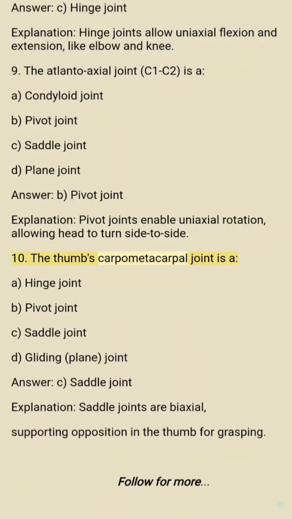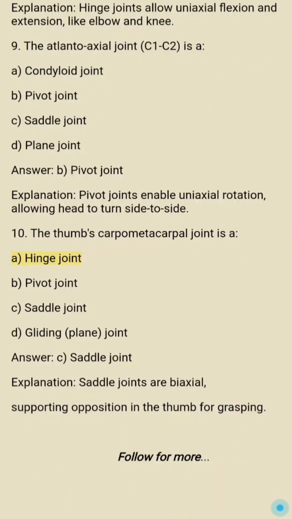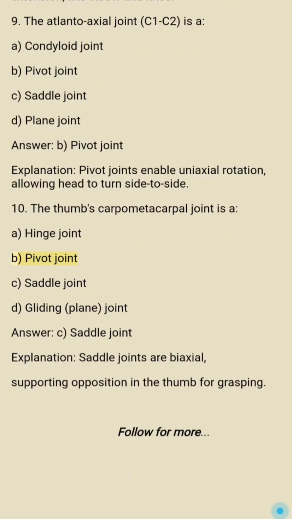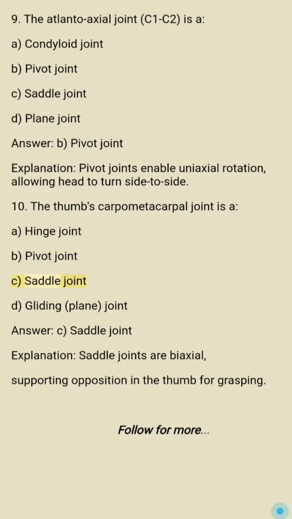10. The thumb's carpometacarpal joint is A. Hinge joint. B. Pivot joint. C. Saddle joint. D. Gliding plane joint. Answer. C. Saddle joint. Explanation. Saddle joints are biaxial, supporting opposition in the thumb for grasping.